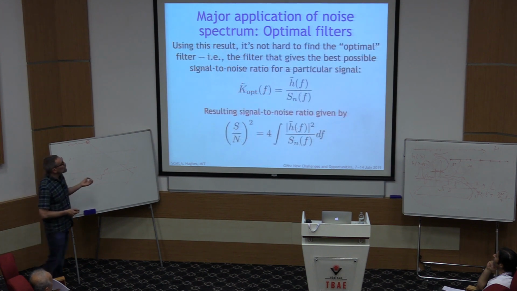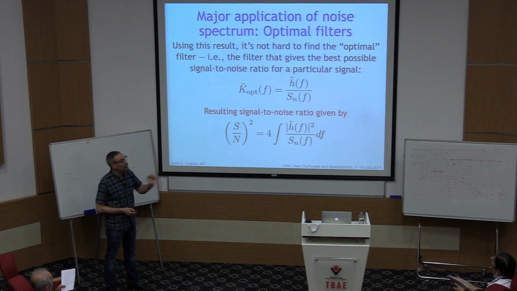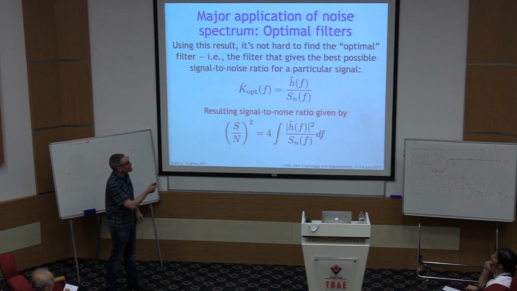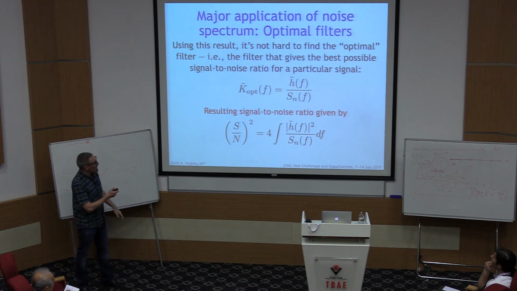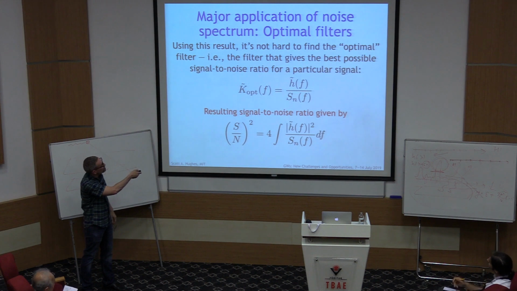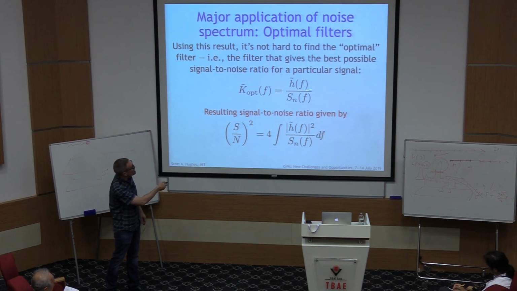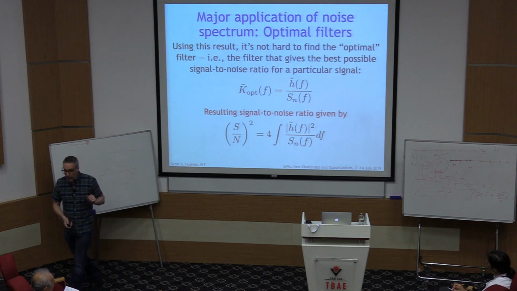So what we would like to do then is find the filter that gives me the highest possible signal to noise for a particular signal. And it's not a lot of effort, taking this formula here, to prove that the optimal filter in the frequency domain is given by taking the Fourier transform of the signal that you are looking for and dividing by the noise spectrum.